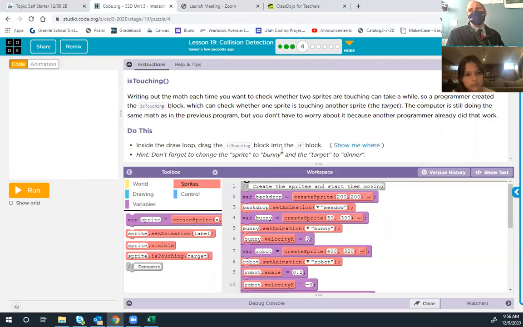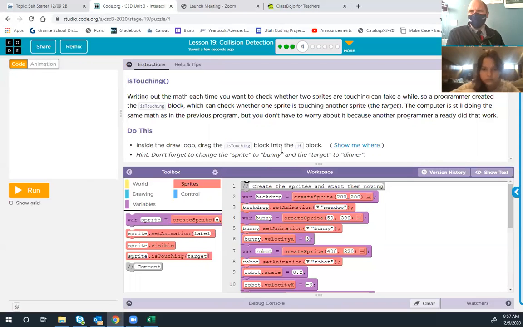So writing out the math each time you want to check whether two sprites are touching can take a while. And think as well if you're moving in more than one direction. Think of all the code you would have then, because you have to compare the X's with all the code that we just saw, and you have to compare the Y's with additional code as well. So a programmer created the isTouching block, which can check whether one sprite is touching another sprite or the target. The computer is still doing the same math in the previous program, but you don't have to worry about it because another programmer already did that work.